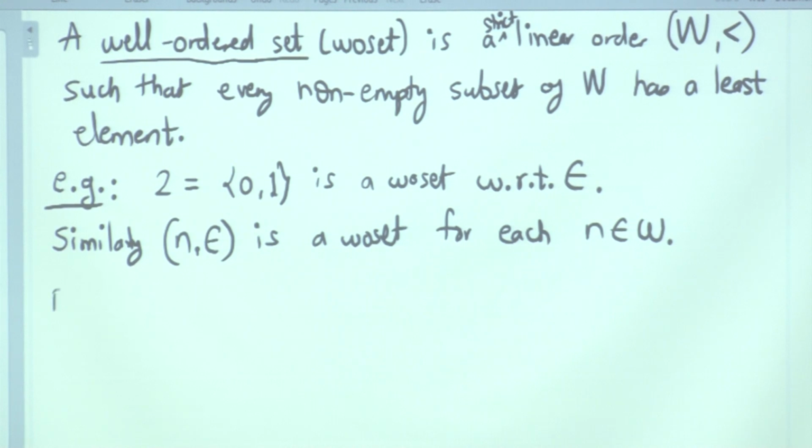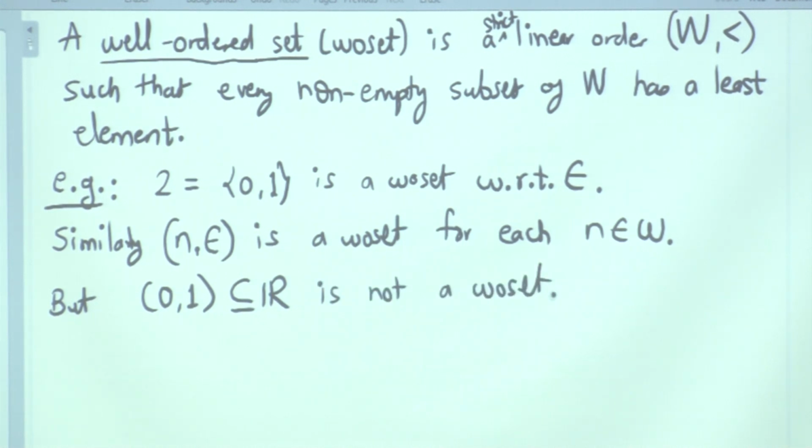However, the interval (0, 1) as a subset of R is not a well-ordered set. Can you tell me which subset doesn't have a least element in (0, 1)? The set itself, right? Because if the minimum has to exist, then it should be 0, but 0 doesn't belong. So therefore it is not a well-ordered set.